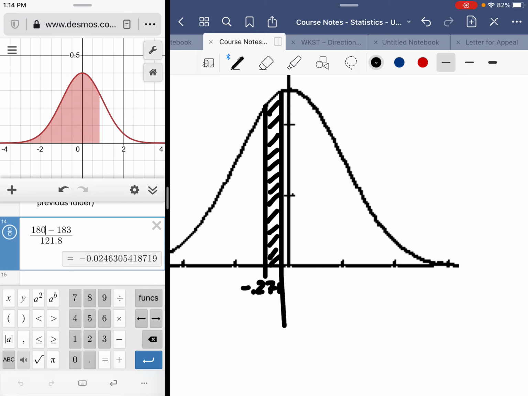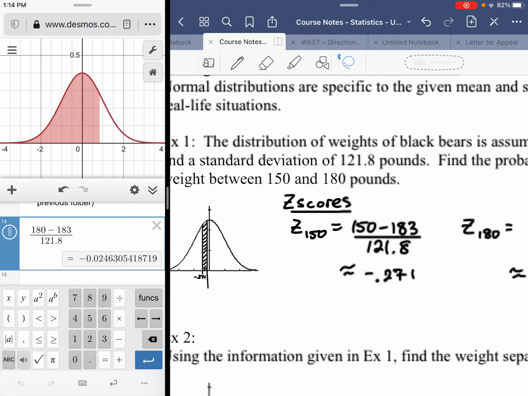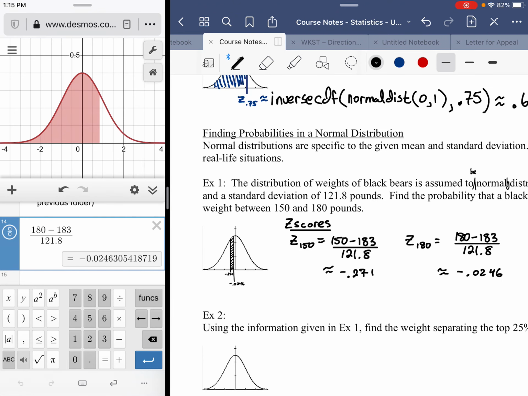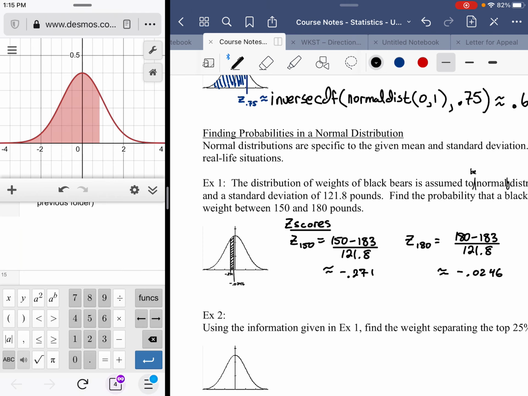And then the other one, I mean, this is getting worse and worse by the second, but negative 0.0246. That one was right on the screen in front of me. I have no excuse. All right, so as the diagram goes, that's really where we're at.